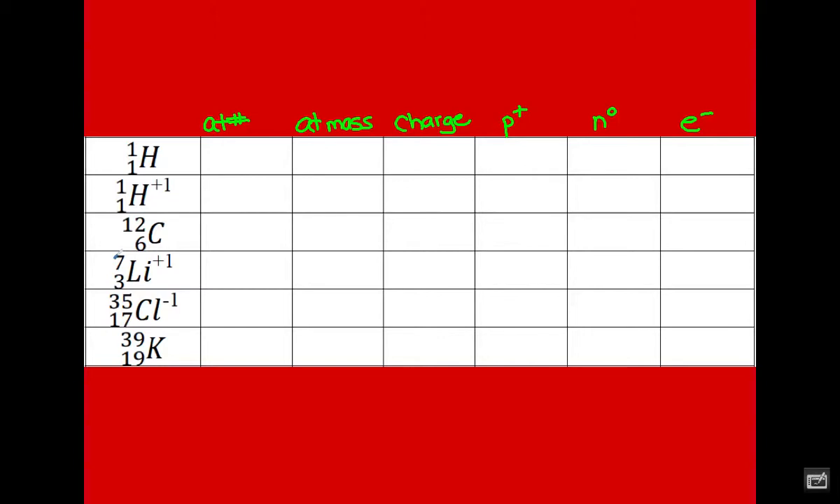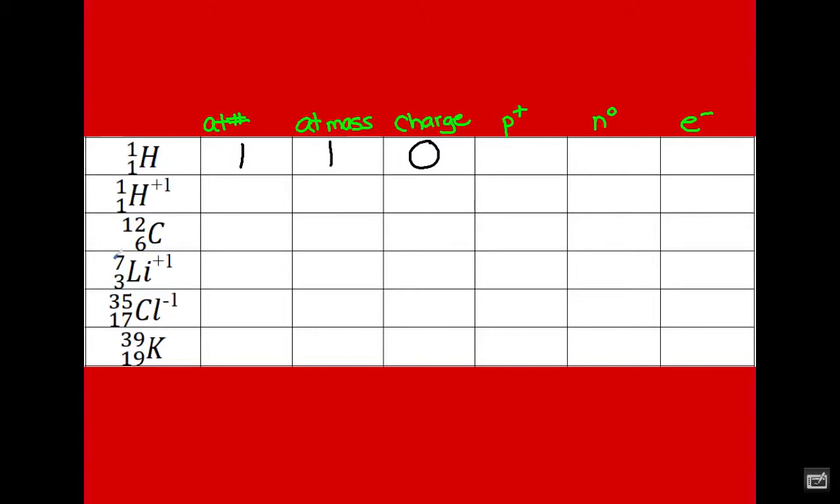Now, let's start filling in row 1. If I look at the nuclear notation here, the bottom number represents atomic number. So my atomic number for this one is 1. The top number represents my atomic mass. So that is 1. If I look to the upper right, we have no number there, so that tells me that my charge is 0.